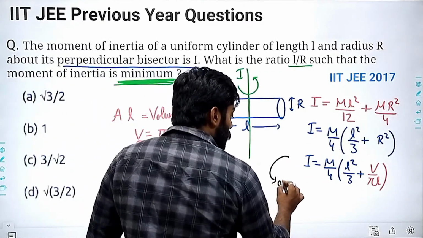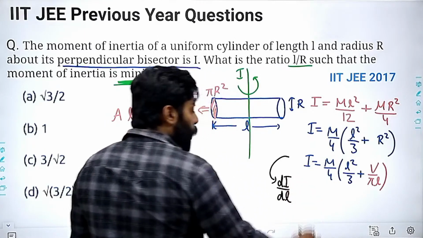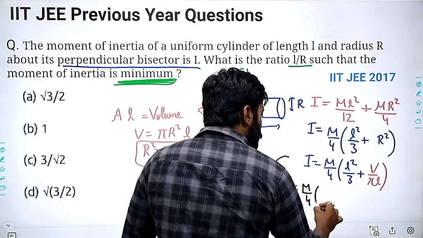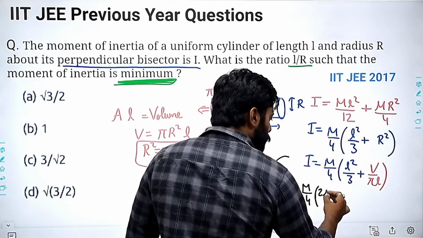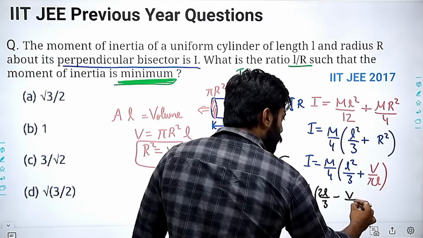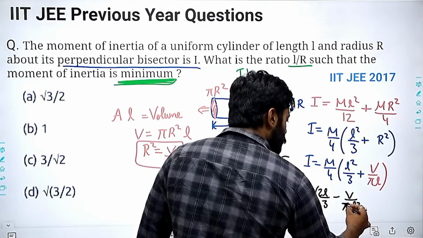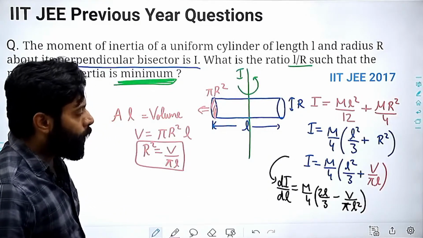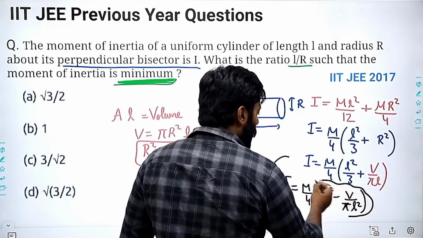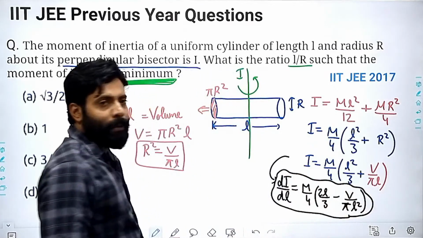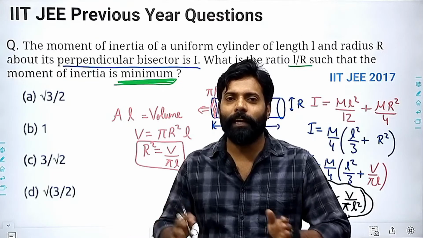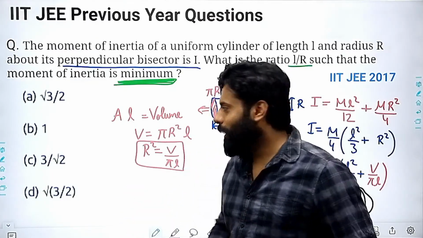So if I am differentiating this with respect to length, then m by 4 will be common. We are not touching this. The differentiation of this will be 2L by 3 and the differentiation of this will be V upon pi L square. Now, whenever you have to find the condition for the minimum or maximum value, first differentiate that equation and then equate it with 0. You will be able to get the answer.